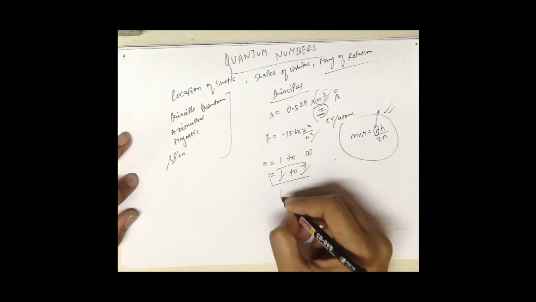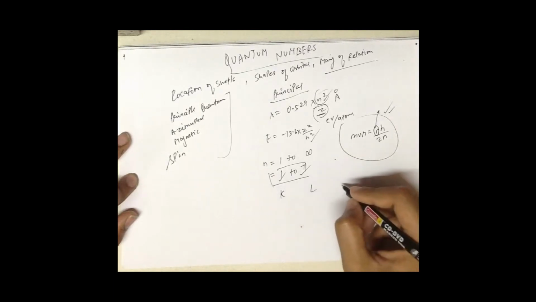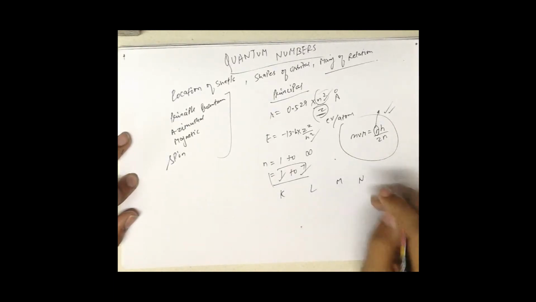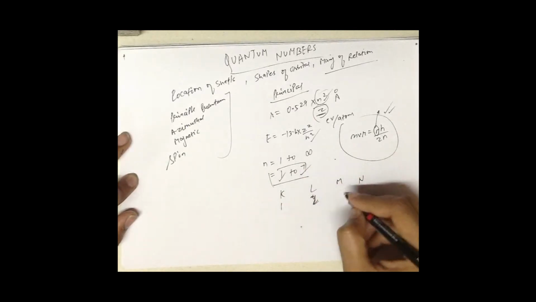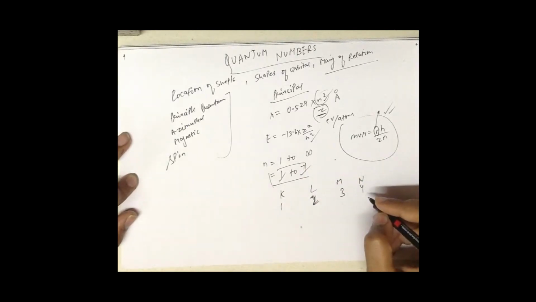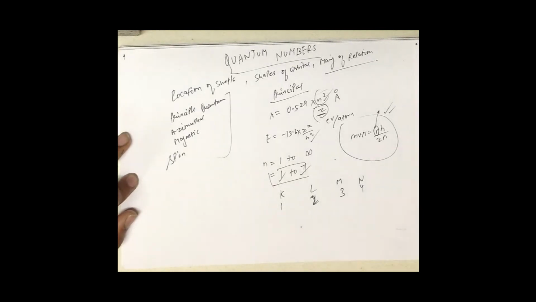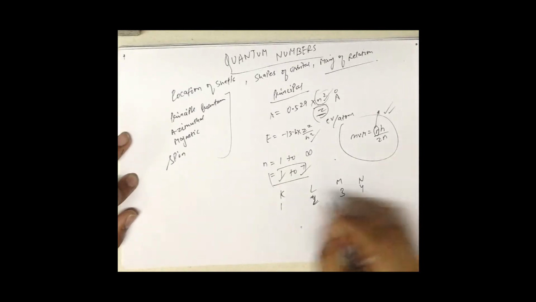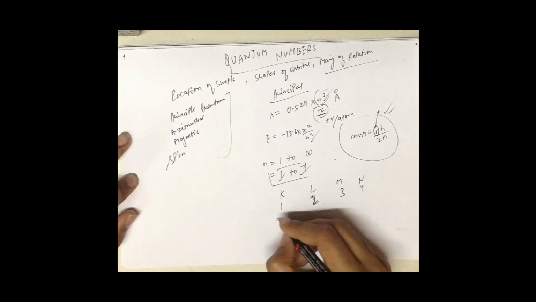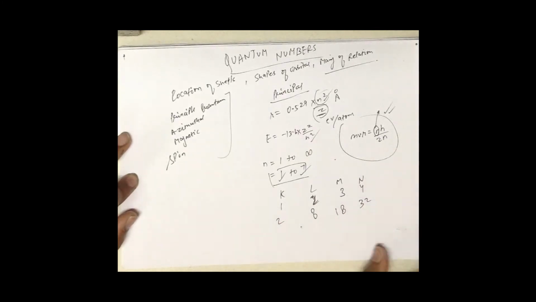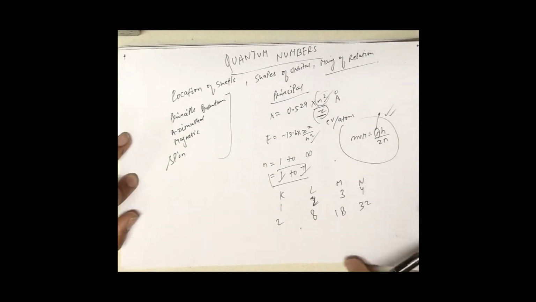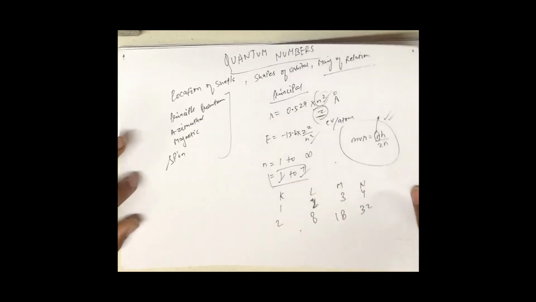So if we have the K shell, the L, M and N shells, I'll discuss four shells. The value of the principal quantum number is 1, 2, 3 and 4, and the maximum number of electrons are 2, 8, 18, 32. I'll tell you how the maximum number of electrons are 2, 8, 18 and 32.